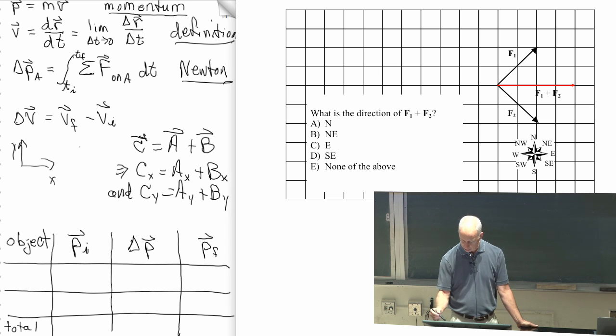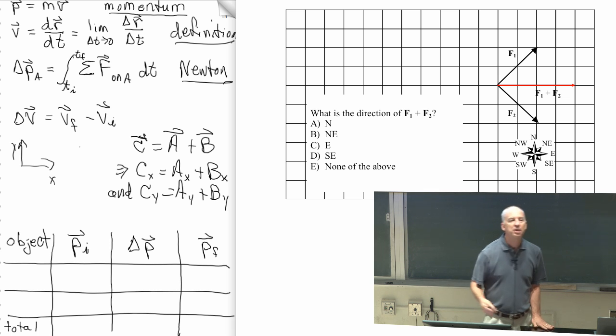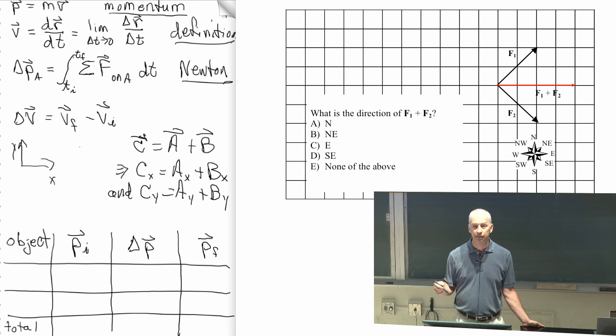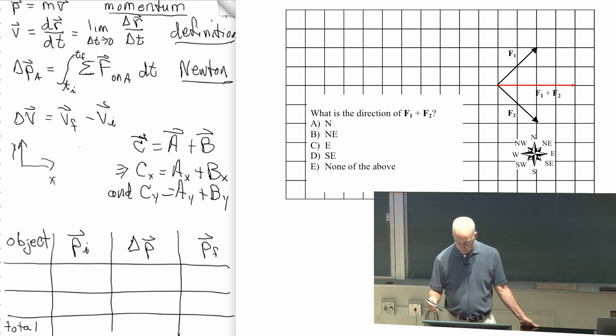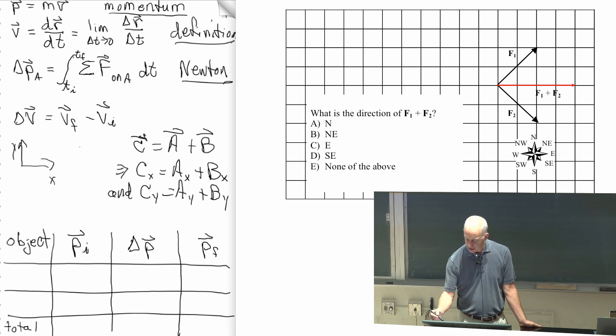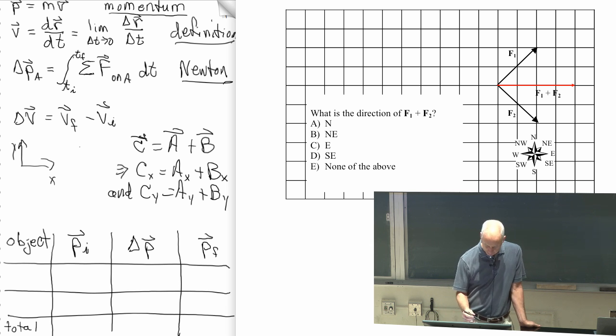What about F2? Well, it's also two blocks to the right. So its x component is also 2. On the other hand, it's two blocks downward. So its y component is negative 2. So F1 has an x component of 2. F2 has an x component of 2. They both point to the right, two blocks.